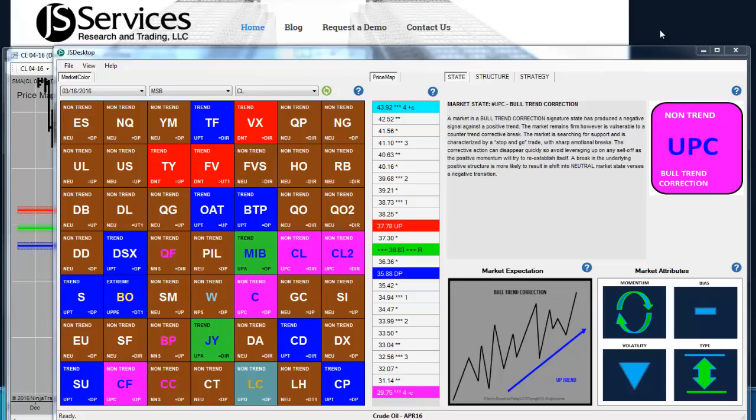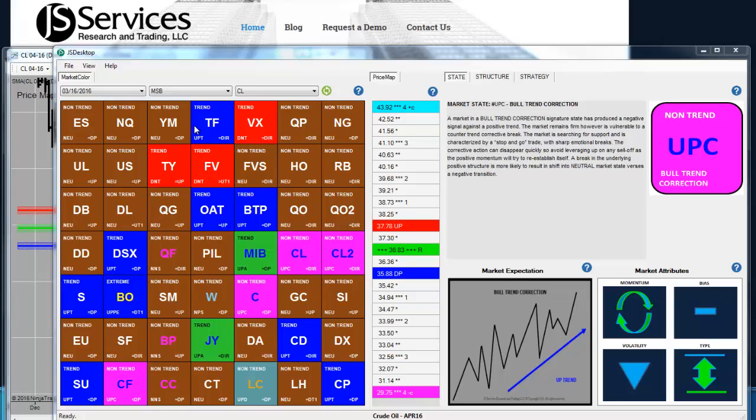Hello, welcome to a daily recap of the JS Services desktop application and strategy-based trading approach. Strategy-based trading is where we look to align our trading tactics with specific market state conditions and strategy themes.